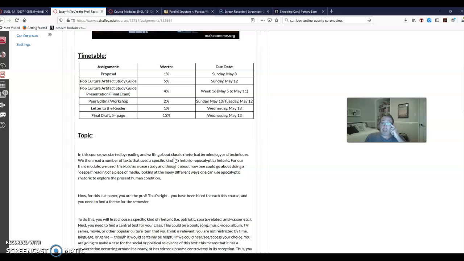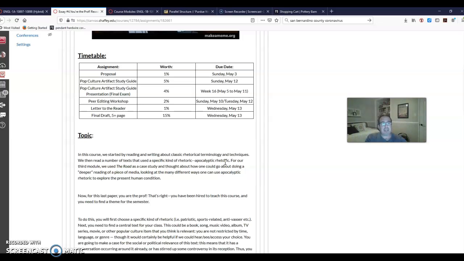We talked about a bunch of texts that use a specific kind of rhetoric, and that's apocalyptic rhetoric, right? So we looked at Trump's speech, we looked at Thunberg's speech, we looked at a bunch of other articles, shorter pieces that used apocalyptic rhetoric. And for your second paper, of course, you compared two articles that you found that are using apocalyptic rhetoric.